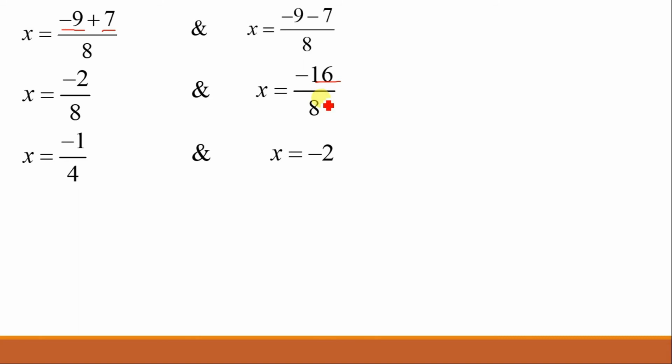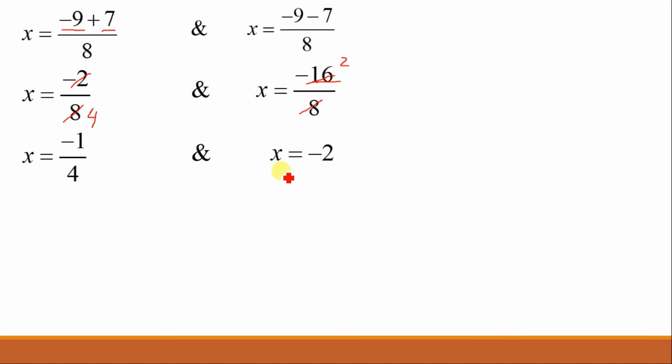So x is equal to -1/4, and the simplest form of -16/8 is -2, since 8 times 2 is 16. Now we have two roots of this equation, -1/4 and -2. Now we have to find whether these roots satisfy the equation or not.